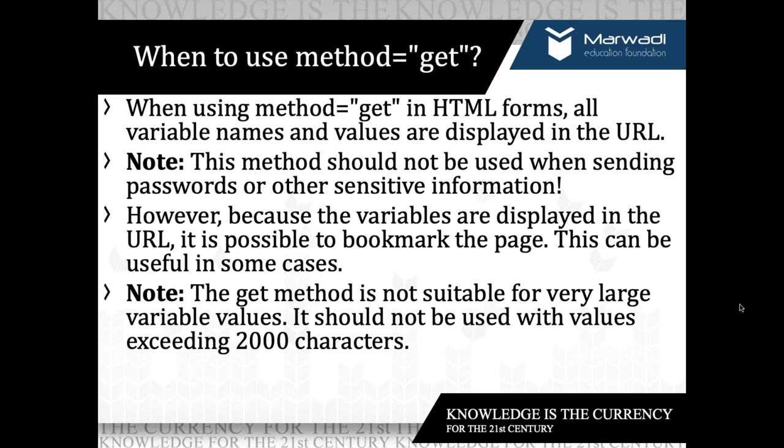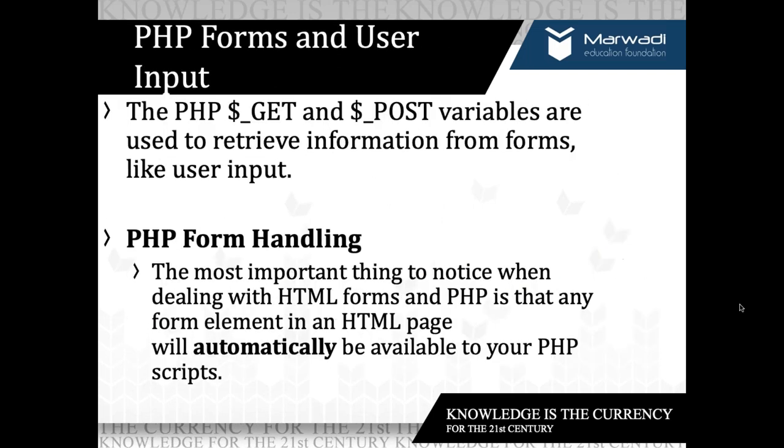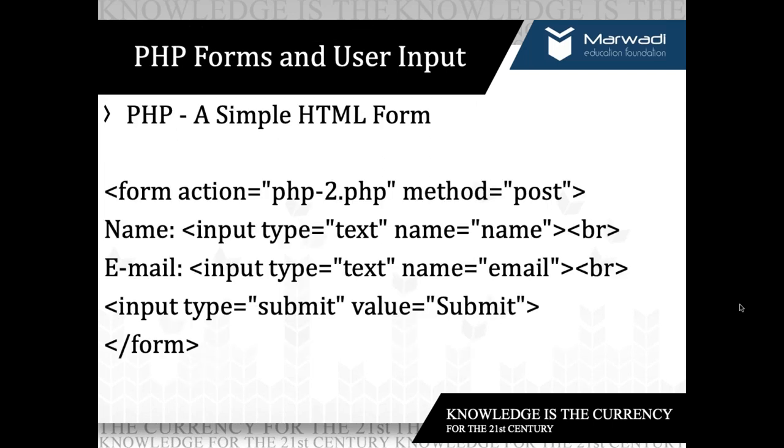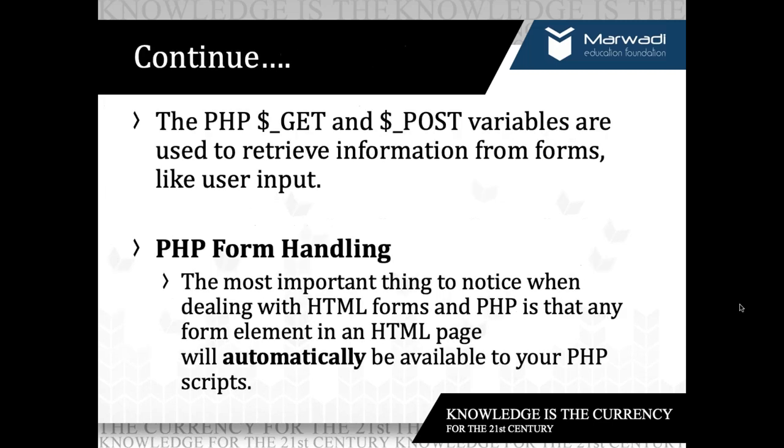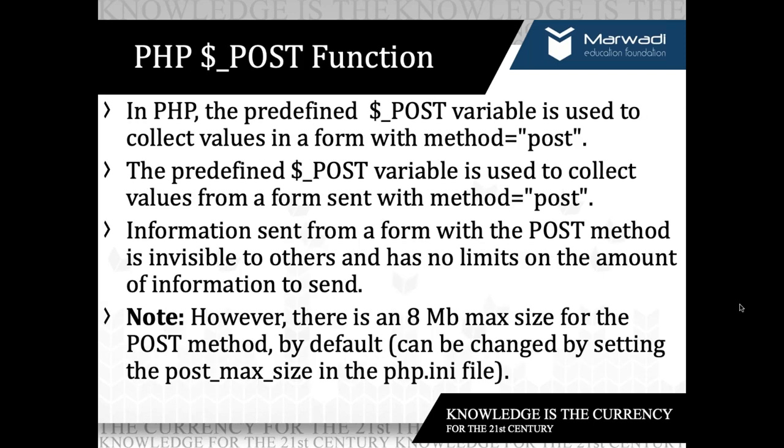As we know, in PHP we use two variables, the GET variable as well as the POST variable. When we are dealing with the GET method, we need to use the $_GET variable, and when we are dealing with the POST method, we need to use the $_POST variable. Now the question is when to use the GET method, which you are already aware of, and when to use the POST method. You can consider the basic sense: if I have data which is very sensitive and is not supposed to be visible in a URL.